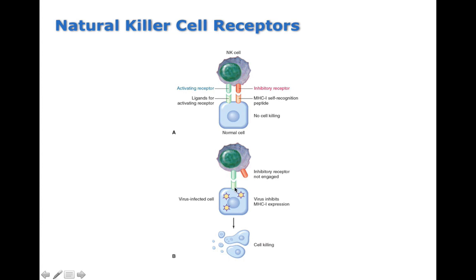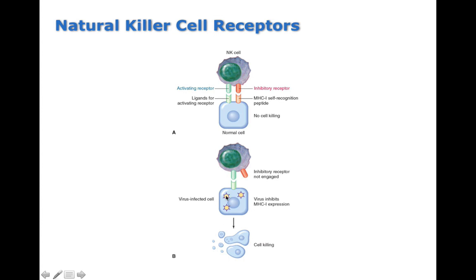Now, let's say a cell here doesn't have this MHC class 1 receptor, and therefore the inhibitory receptor is not engaged, and the activating receptor is the only one that's engaged. Then this natural killer cell will become activated, and it can act to basically kill off that cell.